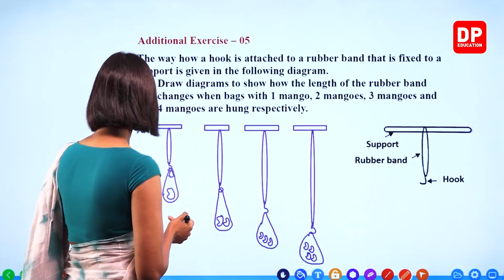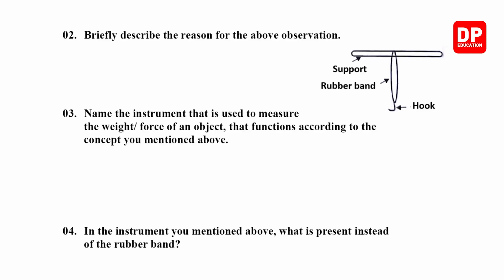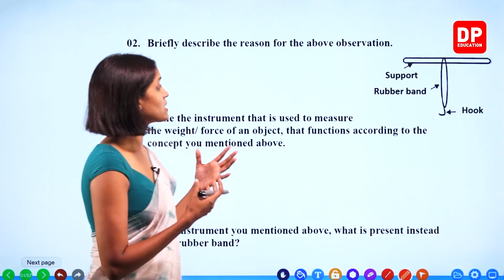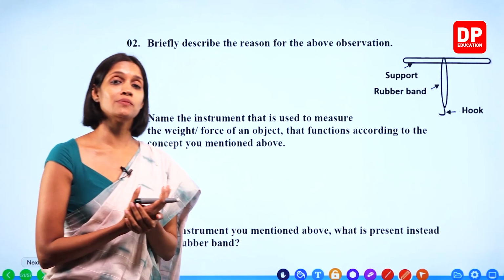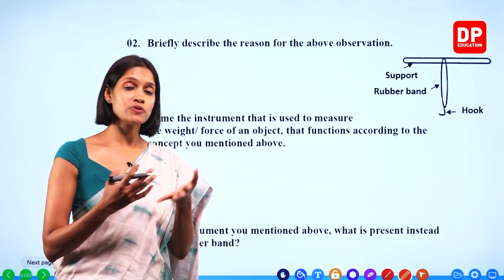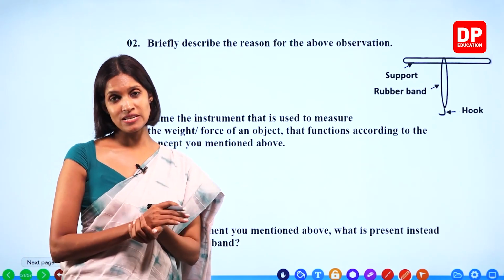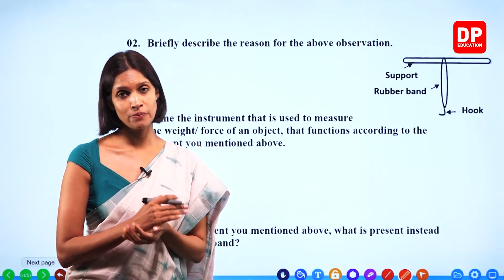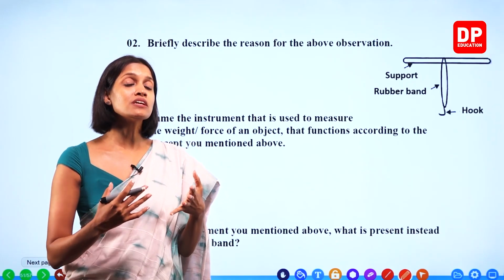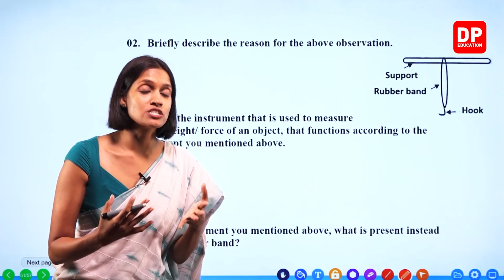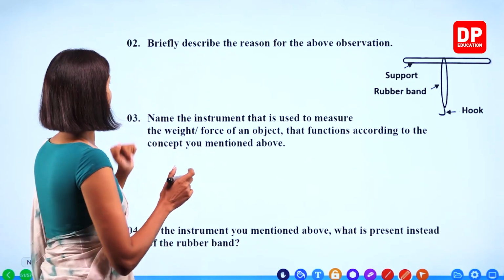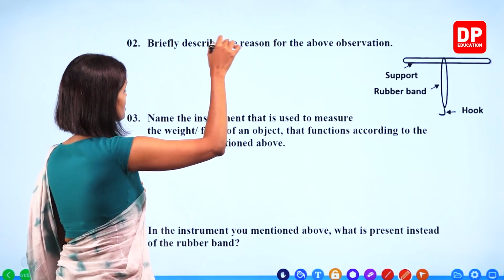Number 2. Briefly describe the reason for the above observation. The observation was the rubber band stretches more when more mangoes are hung. What is the reason? Because when more mangoes are hung, what happens, children? When the number of mangoes increases, the mass also increases and more force is applied. Due to the increased force, the rubber band stretches more. We will write, briefly describe the reason.